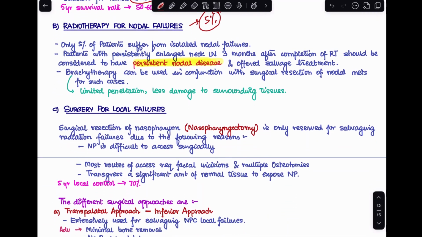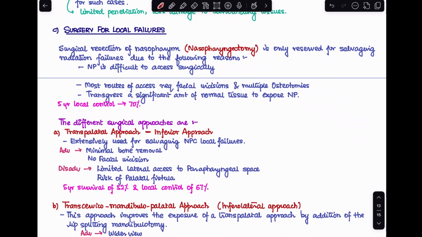Now, let's look at surgery as a salvage treatment. If we had to look at surgery as a salvage treatment, we'll divide it into two parts. One is the local failures, meaning the recurrence in the region of the nasopharynx, and one would be the nodal failure, which is recurrence in the nodal areas. First, talking about the surgery for the local failure, here we have to perform a surgical resection of the nasopharynx as it is the only method of treatment for salvaging the radiation failures.